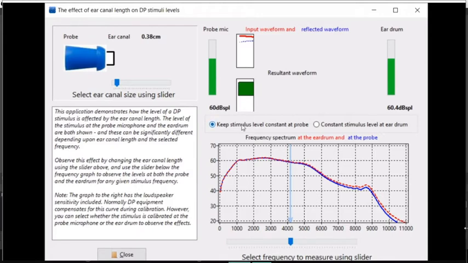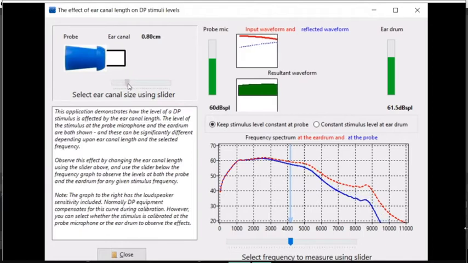Now, as I increase the size or the length of the ear canal, the blue line starts to separate from the red line, and that's actually indicating that the sound pressure at the eardrum is now no longer exactly the same as it is at the microphone. And that's because some of the energy is reflected back from the tympanic membrane, and it cancels out the incoming sound at the probe microphone. So what we measure at the probe microphone is different now to what's appearing at the tympanic membrane. And that effect varies in frequency depending on the length of the ear canal, because of the wavelength of the sound.